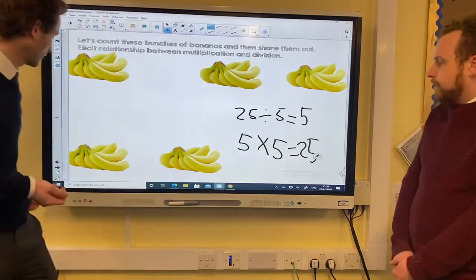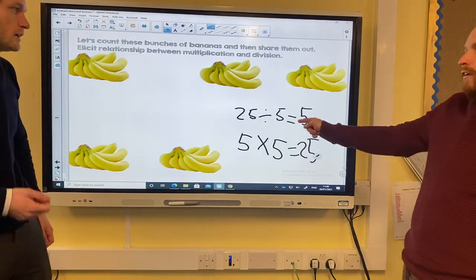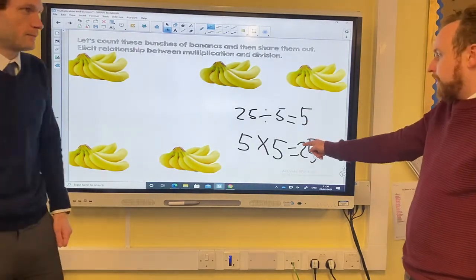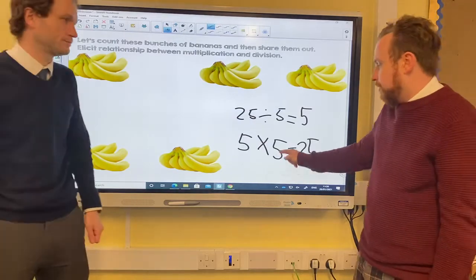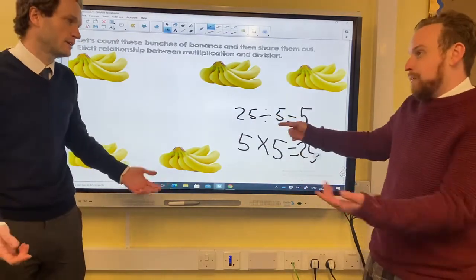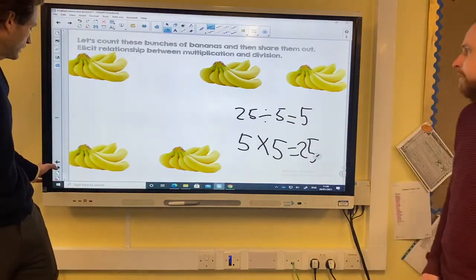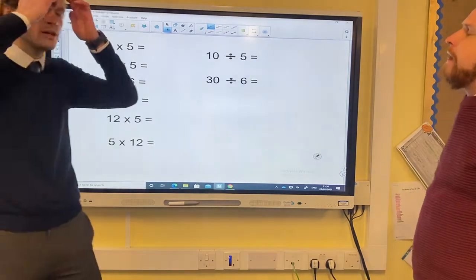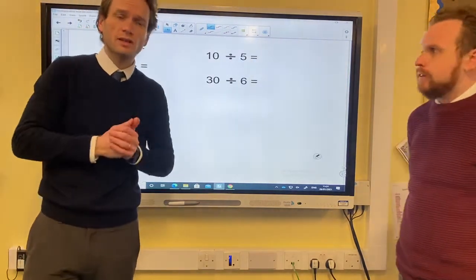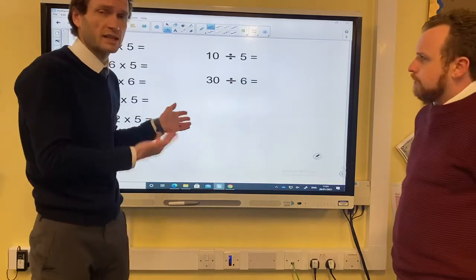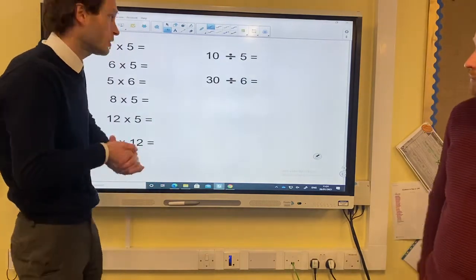Now this is a point where there are no extra bonus facts, are there? 5 times 5 is 25, so I can't swap it around, but it's still the same thing. Absolutely. Right, so before you go on Times Table Rockstars, here are some questions. You might get similar questions, so let's go through them.